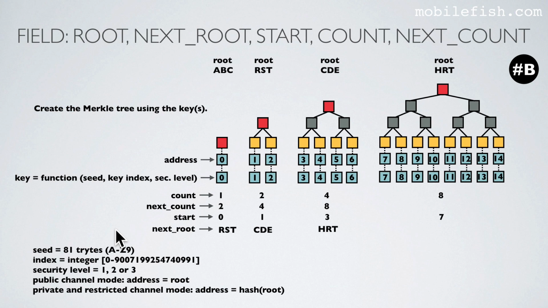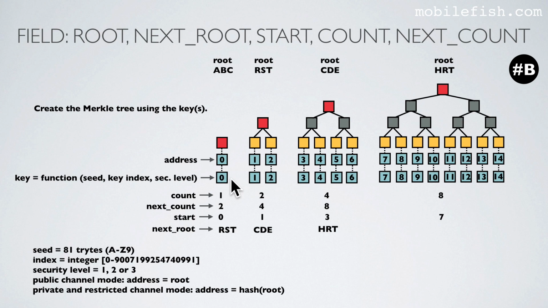Let's see how the root and next root are calculated. We start with the seed. Key index number is an integer starting from 0 till this large number: 0, 1, 2, 3, 4, 5, etc. And this is our security level: 1, 2, or 3. With these three values, we can calculate the key. The key is the private key. So for key index 0, this is its private key. For key index 1, this is its private key. For key index 2, this is its private key, etc.